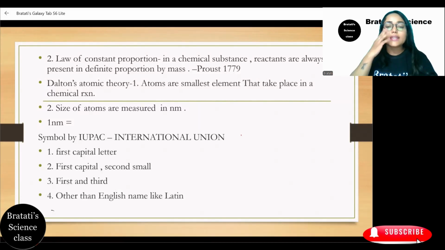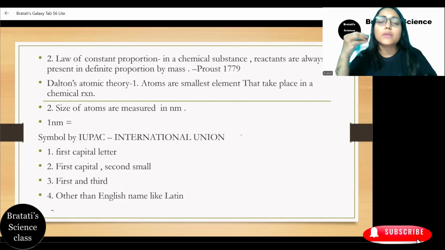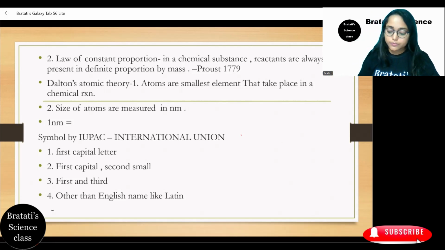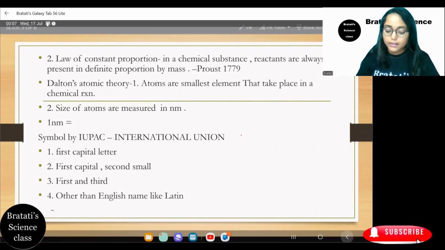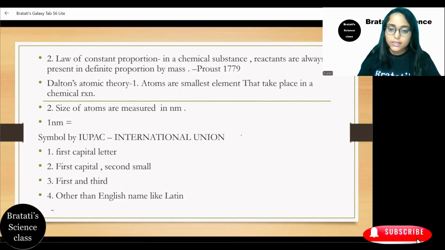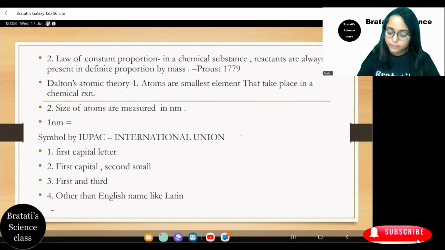Okay. The second thing that Dalton said is that the atom is the smallest particle that takes part in all chemical reactions, and the size of atoms is so small that we measure them by their radius, that is the atomic radius, and atomic radius is measured in nanometers. We know nano is ninth, so when we divide a meter by 10 to the power 9, it is 10 to the power minus 9 meter. So 1 nanometer equals 10 to the power minus 9 meter.